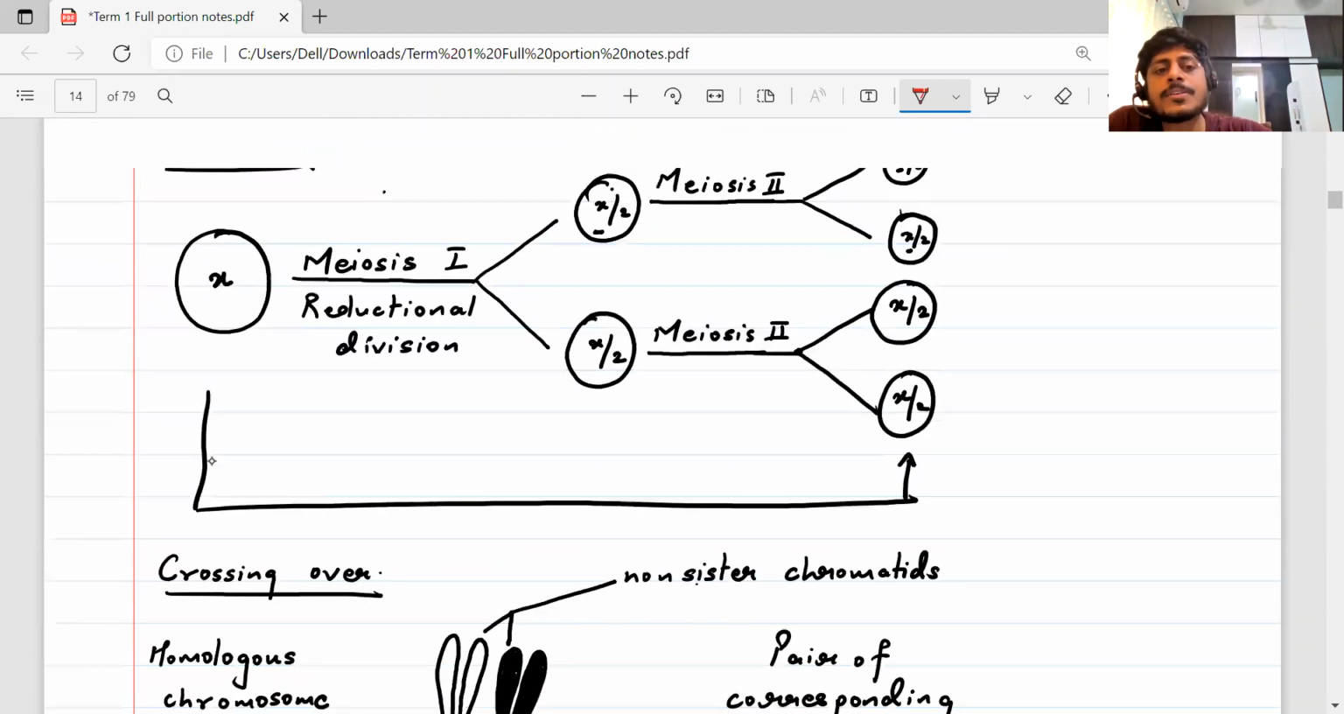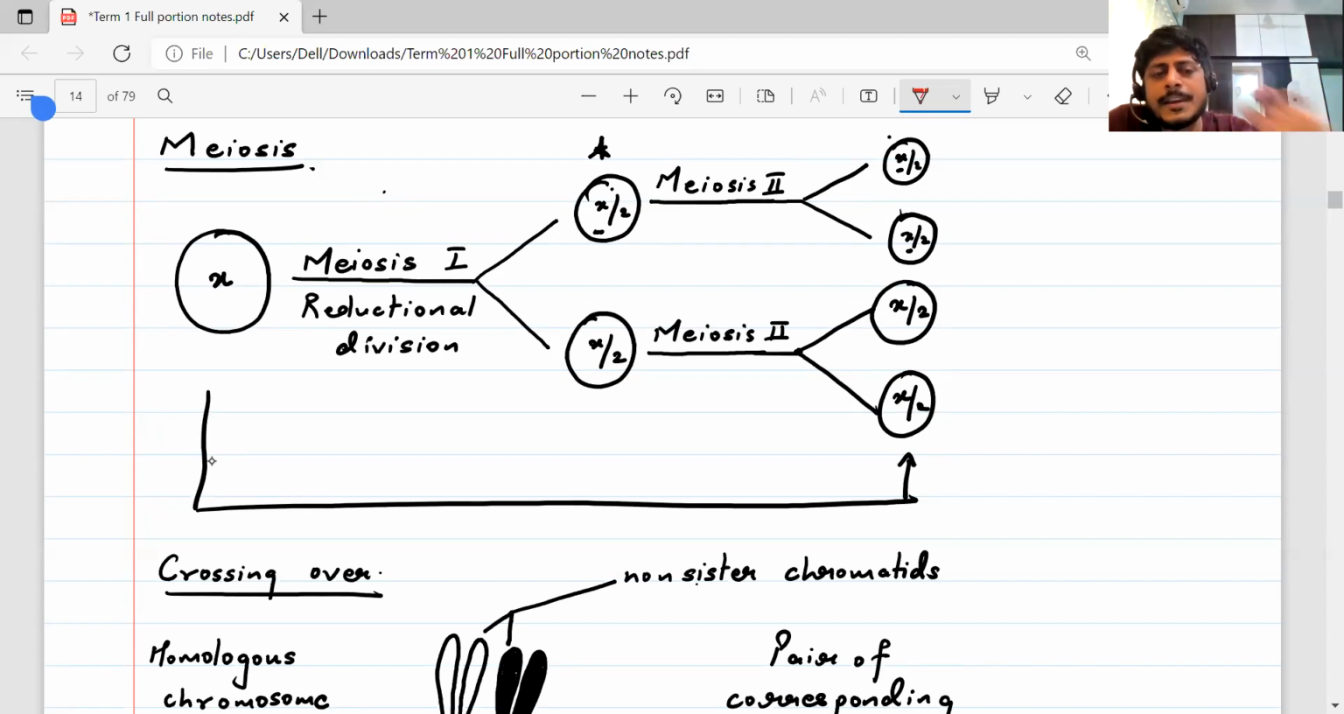Then we went to seeing meiosis, and we saw that there were two stages in meiosis, meiosis 1 and meiosis 2, which we did not have to learn. But for our reference, we saw that meiosis 1 is actually the reductional stage. And then meiosis 2, in which two daughter cells are produced. Meiosis 2 is actually nothing but mitosis.